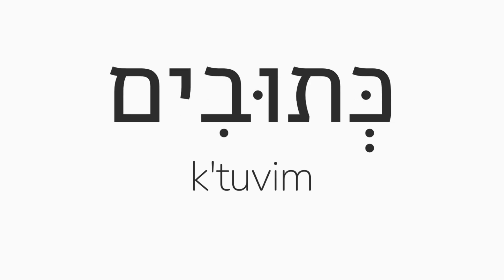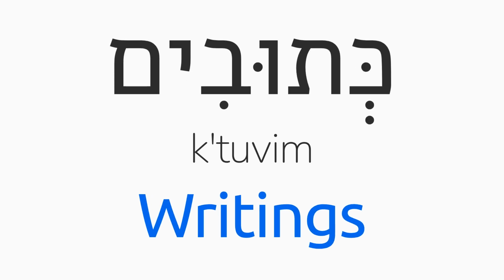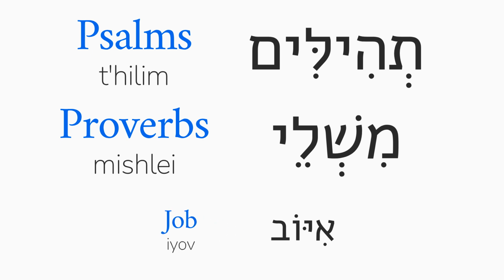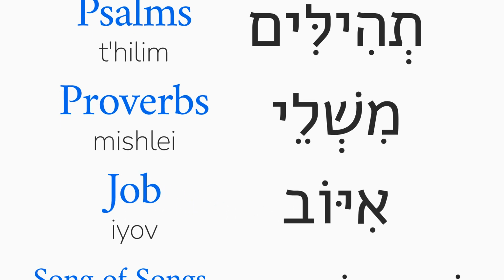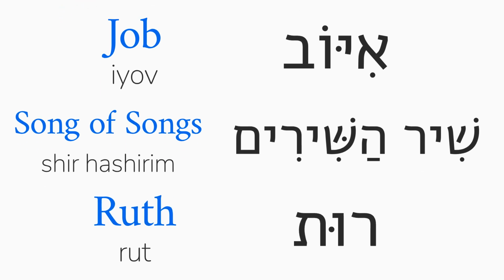Finally, the third section of the Hebrew Bible is Ketuvim, writings. In Christian Bibles, most of these books are in the sections of poetry or history. We start out with Tehillim, Psalms; Mishlei, Proverbs; Iyov, Job; Shir HaShirim, the Song of Songs; and Ruth.